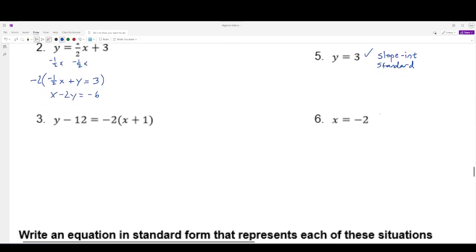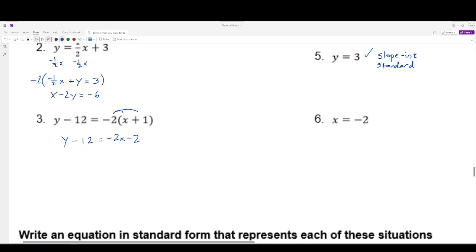The next one has distribution, so this one starts in point-slope form. We need to distribute, so we get y minus 12 equals negative, that was a bad negative, negative 2x minus 2. Now we're going to put our like terms together, but we have to decide, are we going to slope-intercept form? If we are, we would bring the 12 over here.